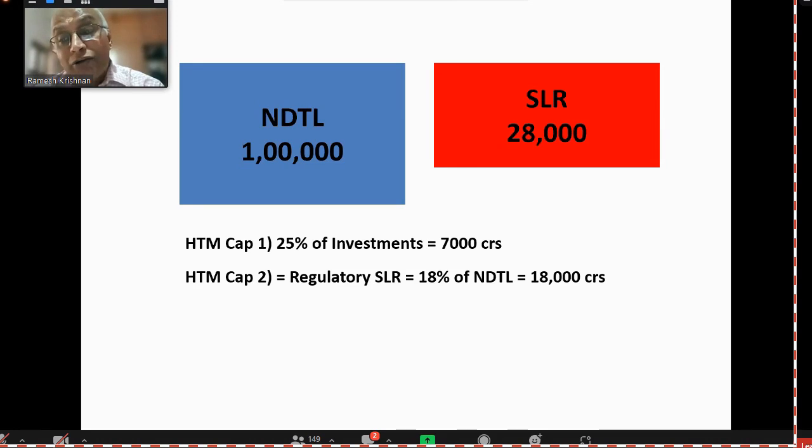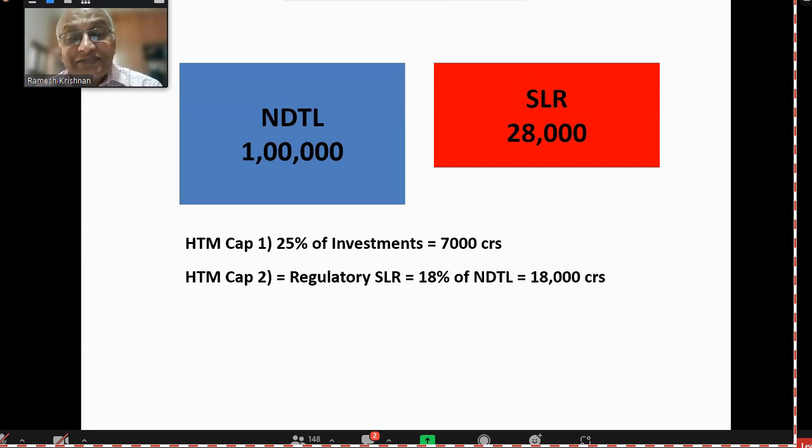Under the Banking Regulation Act, RBI can prescribe maximum mandatory SLR at 40%. Your bank is at free will to hold even 50% as your SLR portfolio. That is your bank's decision. There is no restriction. Good question. But if SLR is reduced from 18% to 16,000, in HTM you can hold only 16,000. That is the catch.